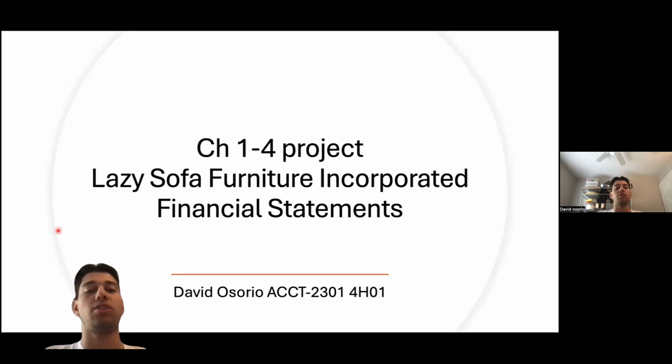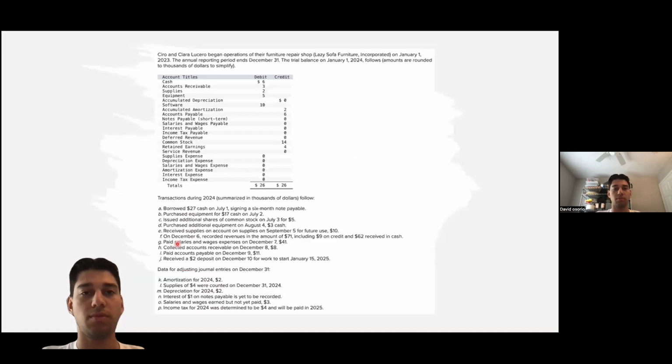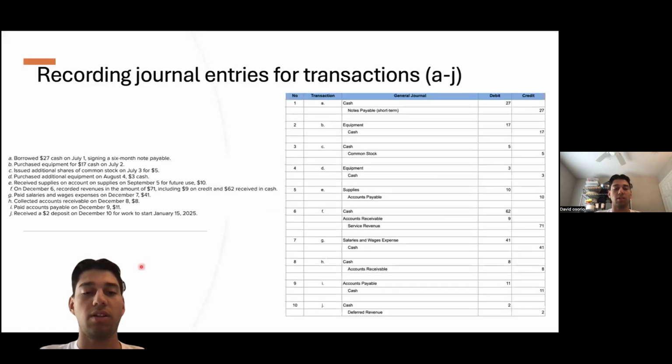I'm going to be presenting my chapter 1 to 4 project about Lazy Sofas Furniture Incorporated financial statements. So we have our given problem. We have our beginning balances over here of all our accounts. We have our transactions during 2024 and our data for adjusting entries on December 31st. So we're going to start by recording journal entries for transactions in 2024.